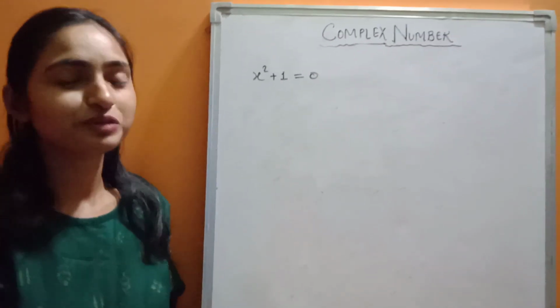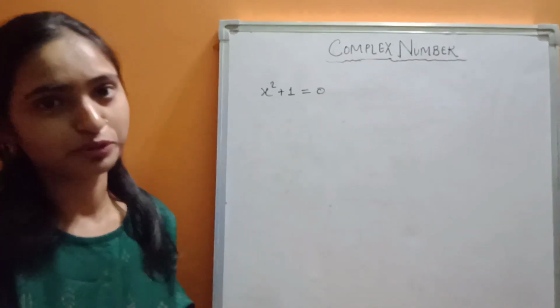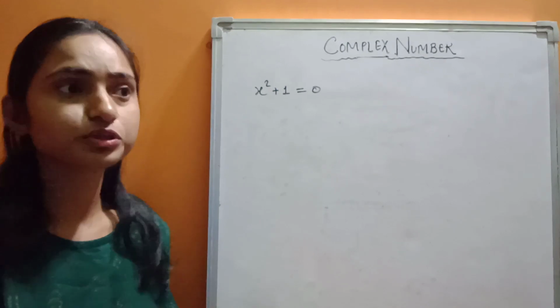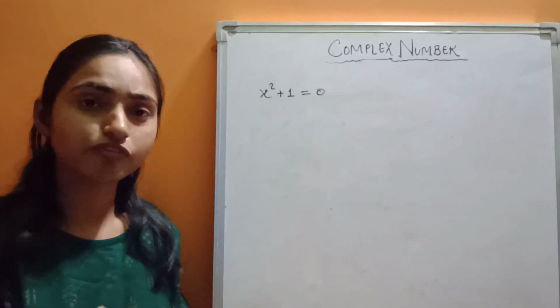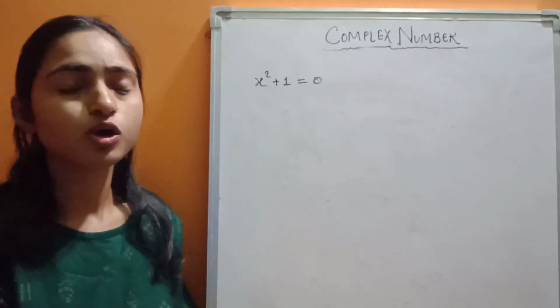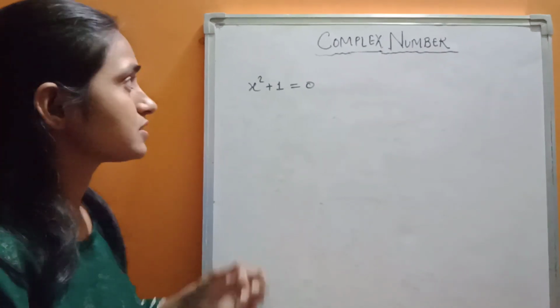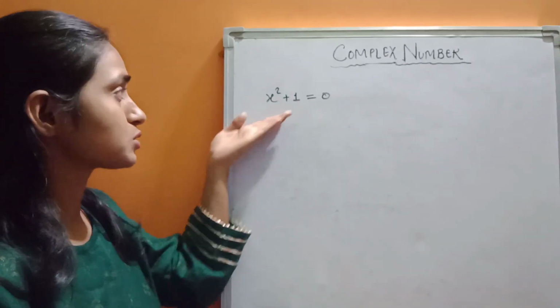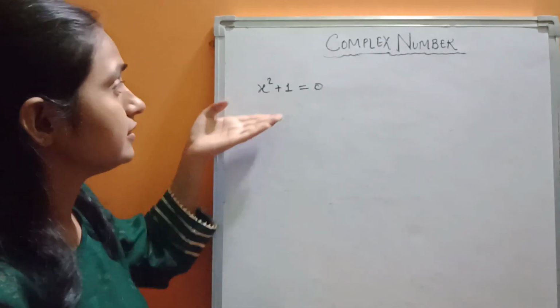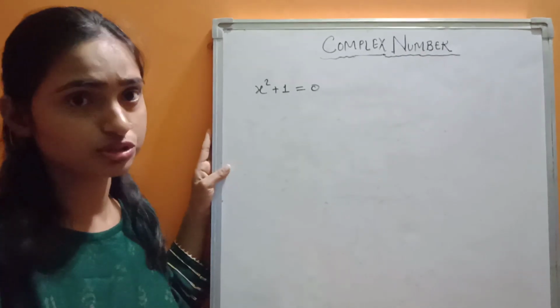Hello everyone, we will discuss complex numbers today. Okay, so in complex numbers, you have studied linear equations of one variable or two variables, or quadratic equations. When a problem like x square plus 1 is equal to 0 comes, you can't find the solution, right?